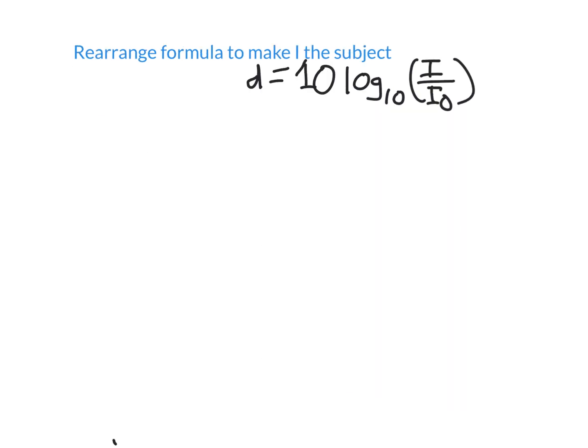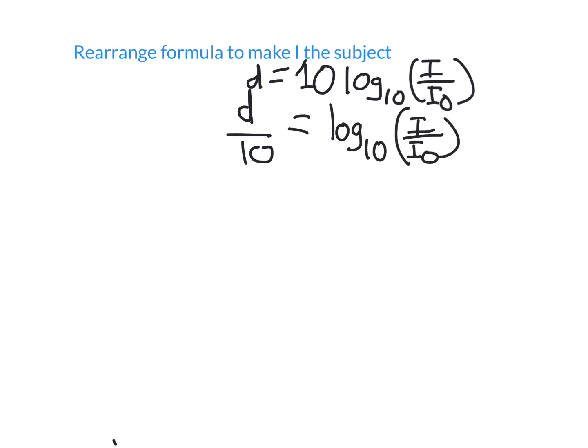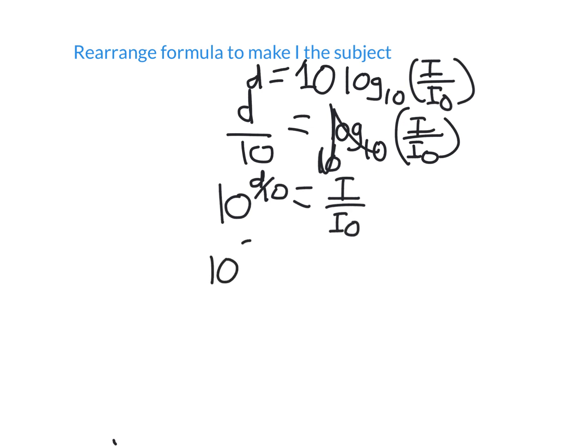All right, to understand the formula a bit better, we're now going to rearrange this and make I the subject of the equation. So how do we do that? Well, first thing we need to do is divide by 10. We get D over 10 equals the log. So now we want to undo log base 10, and we undo that by taking 10 to the power of. So if I take 10 to the power of both sides, 10 to the power of log base 10 undoes each other. I'm just left with I over I0. And then finally, I just go 10 to the D over 10 times I0.